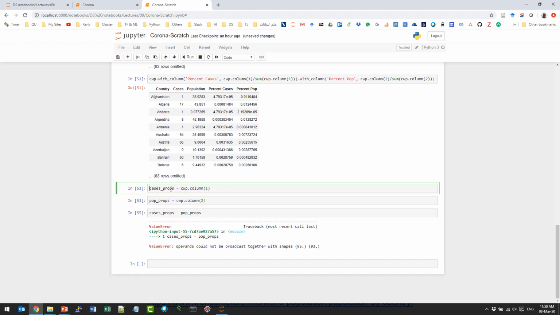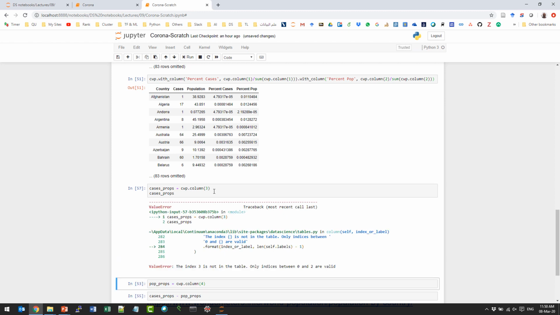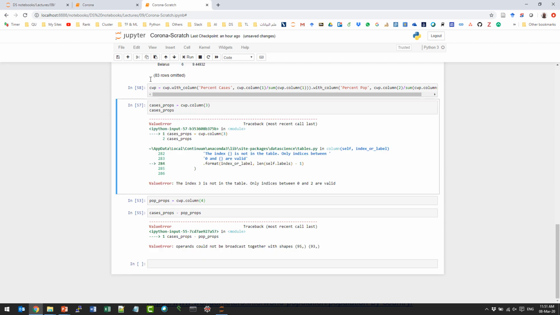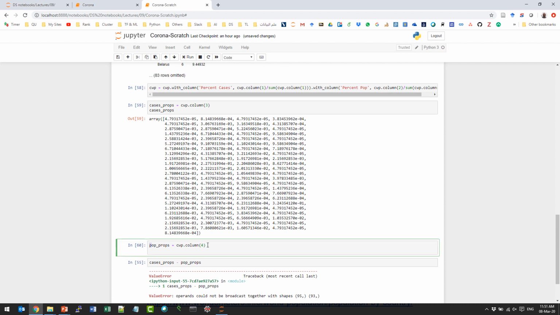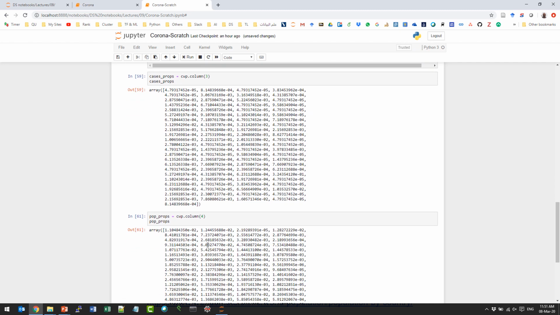So what's wrong here? Cases. Oh, so it should be column 3 and 4. But that's not the problem. So this is column 3. Okay, so this should be updated. So now this is CWP, and this is the proportions of the population. Okay, so are you following with me?